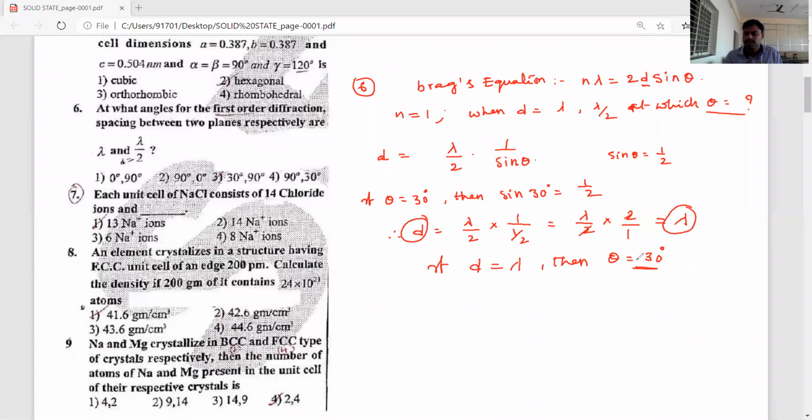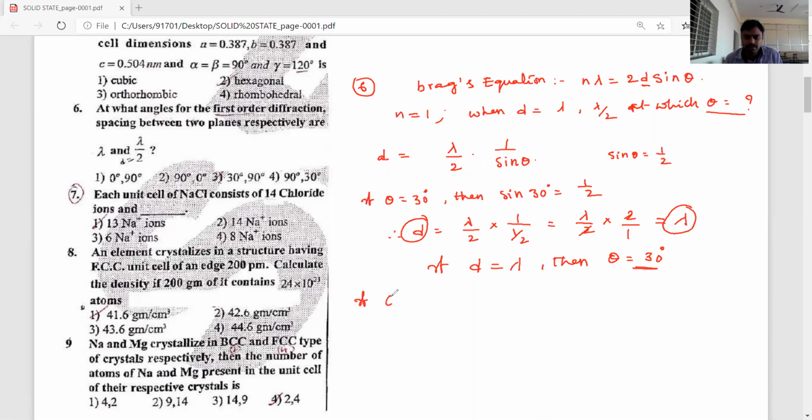Theta is equal to 30 degrees. It is very clear. Next, the second condition. The second one is what we have to find out when d is equal to lambda by 2. If d is equal to lambda by 2, then we need to find out theta.